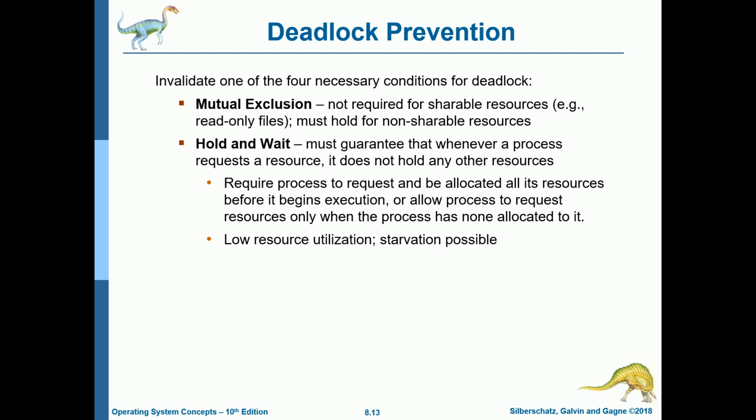Both of these protocols have two major disadvantages. First, resource utilization may be low, since resources may be allocated but unused for a long period of time. For example, a thread may be allocated a mutex lock for its entire execution, yet only require it for a very short duration. Second, starvation is possible. A thread that needs several popular resources may have to wait indefinitely because at least one of the resources that it needs is always allocated to some other thread.